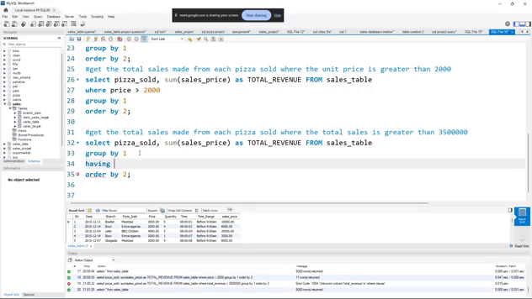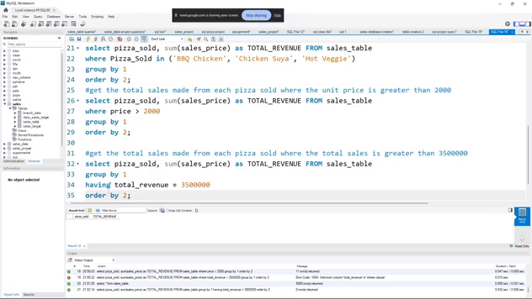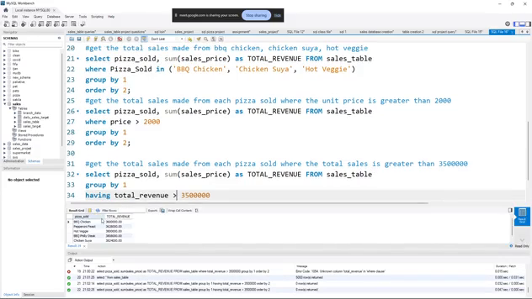Having total revenue to be equal to, no, greater than 3.5 million, then I'll run it. You said in your question, greater than 3.5 million. So if you look at what I'm having here, everything here is greater than 3.5 million.